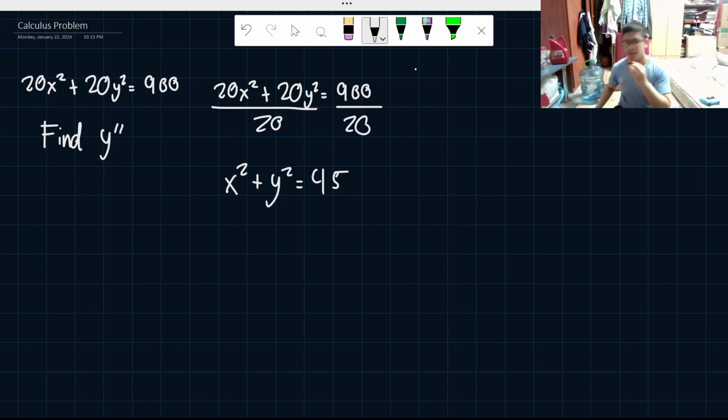Am I right? I'm just making sure. I'm going to use my calculator. Yes, it's exactly 45. Now that you've simplified the given equation, it's much easier to differentiate. So, speaking of differentiation, let's find the first derivative, because before you find the second derivative, you must first find the first derivative of this equation.